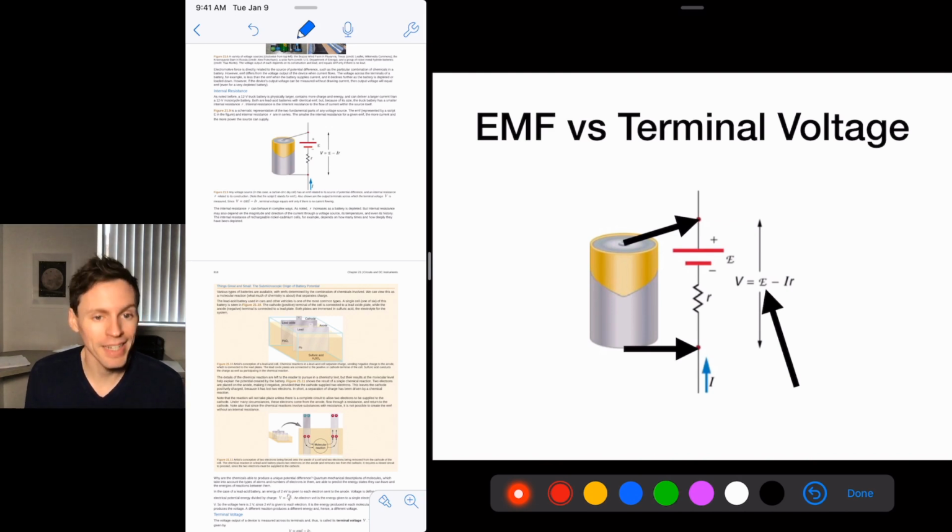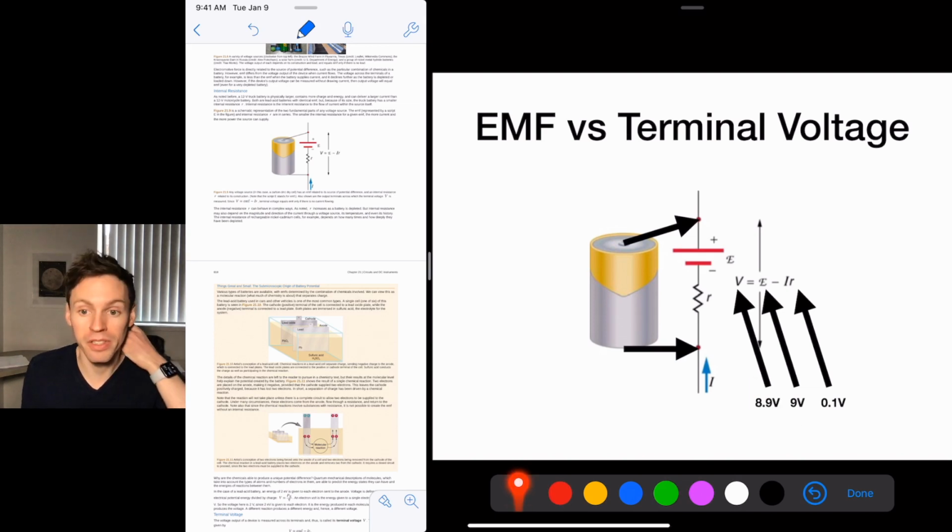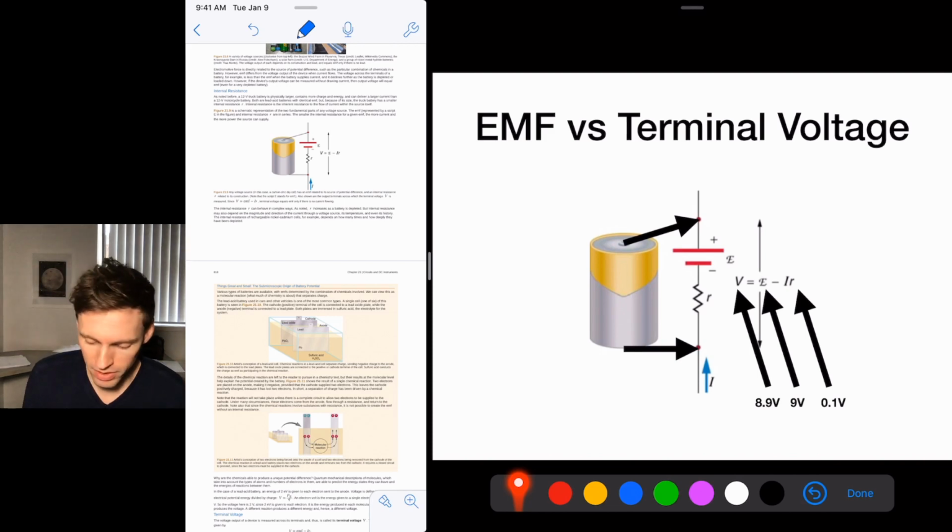So the voltage you get out of the battery is the EMF minus Ir. E could be, let's say, your 9 volts that you expect. Ir could be 0.1 volts. That's your voltage drop from the internal resistance. So then the actual potential you get to play with is 8.9 volts going to the rest of your circuit.